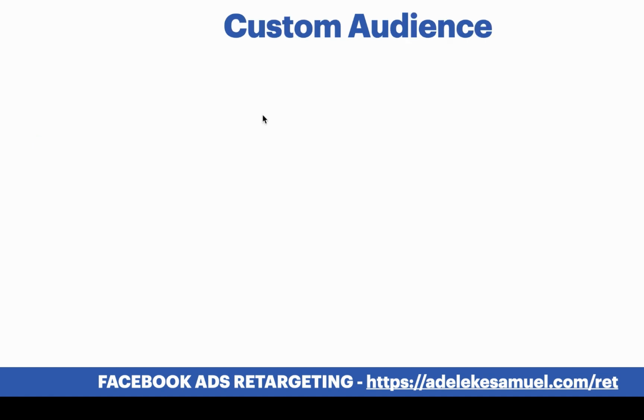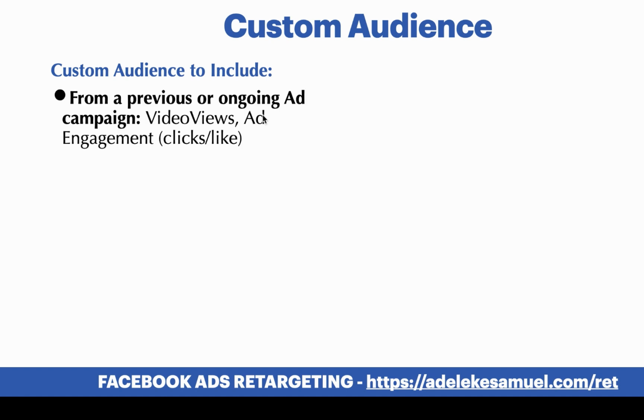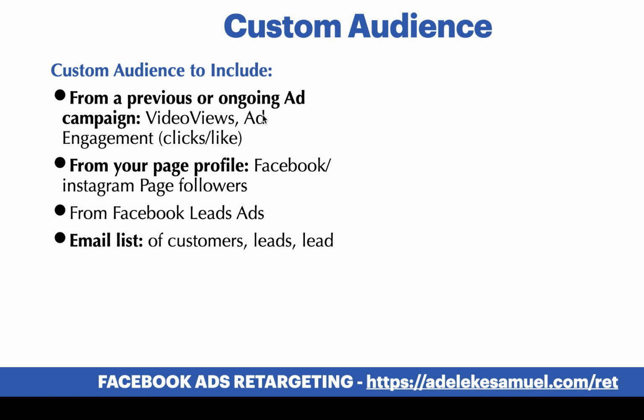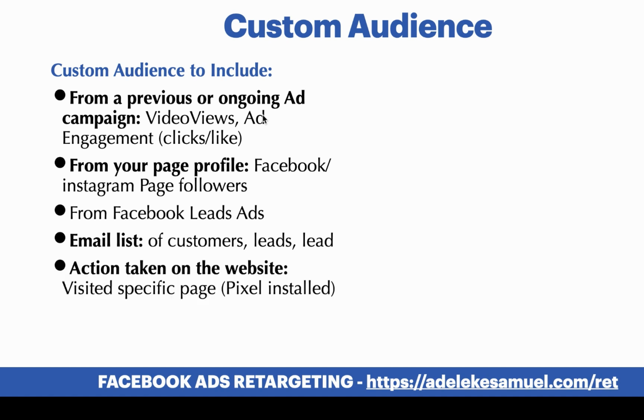And before we continue, in the last video, I gave you a task to do, which is to identify which of the scenarios that we described in the last video is peculiar to your own case. So once you have figured that out, now let's look at the custom audiences. So we'll be creating video views custom audience, and even ad engagement. We'll also be creating custom audience from page profile, which is the Facebook and Instagram profile, and also email list, then also action taken on the website.